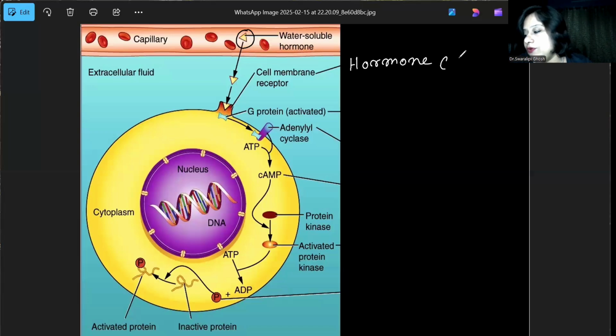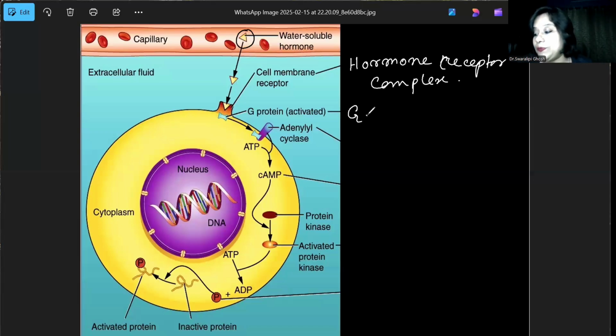Okay, a hormone receptor complex. Right? Now what happens? This association activates the G protein, which is also associated with that particular receptor. Okay, so by binding of the hormone to the receptor, the G protein gets activated.